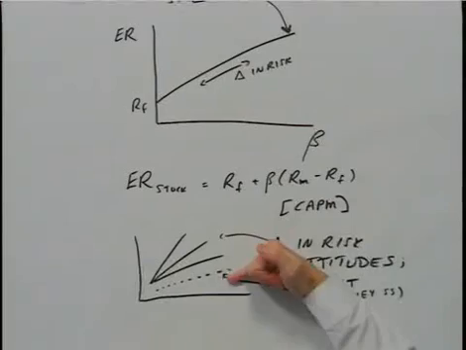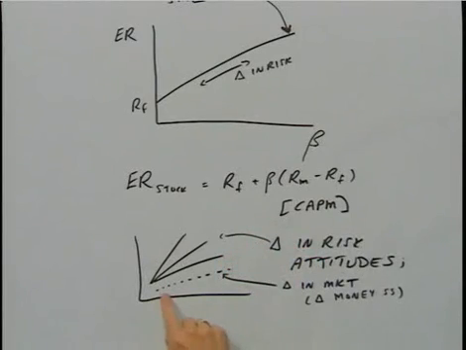The other change that can happen to the security market line is just like a yield curve, it can shift parallel. And here I'm using this little dotted line to indicate a parallel shift downwards.